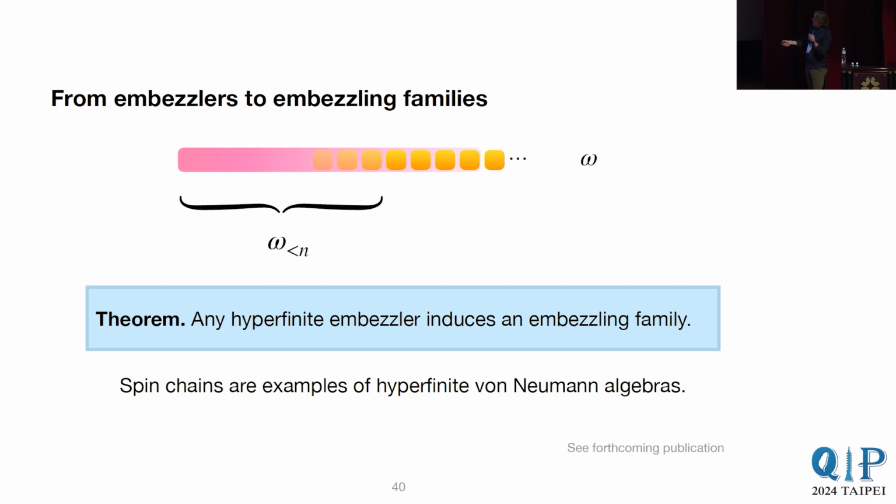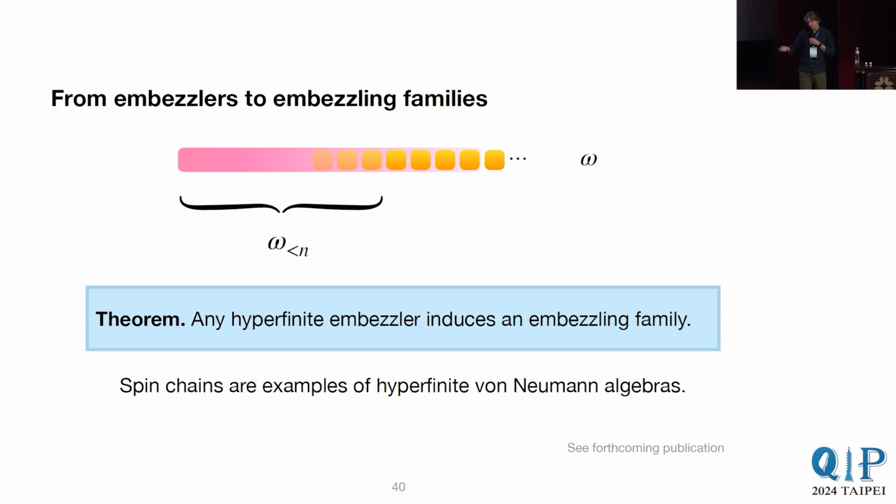So these are so-called hyperfinite algebras, and if you have an embezzling state on that, you can just restrict this embezzling state to the first n copies of this spin chain picture. And if you consider this as a family in the amount of factors you include, then that will actually turn out to be an embezzling family. This, in a sense, gives you one of the directions. So we know that if we have an embezzling state, you get an embezzling family.